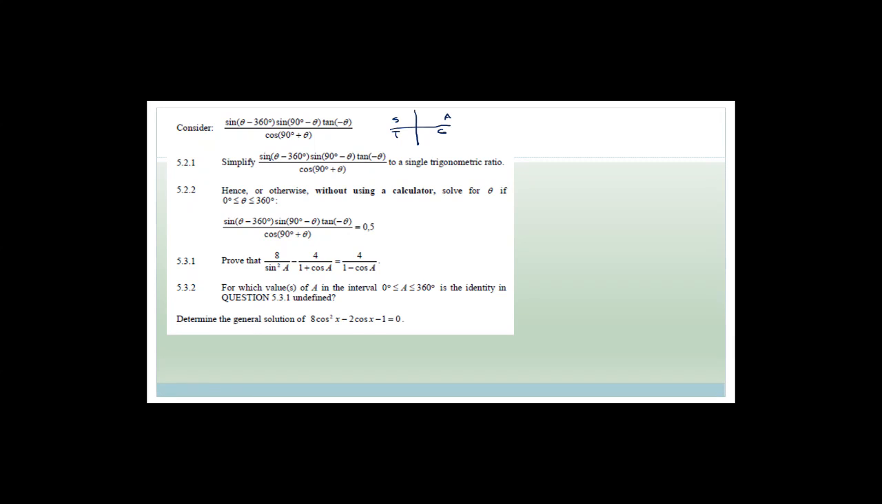Okay, sine of theta minus 360 is just going to be sine theta. Sine of 90 minus theta is just going to be cos theta, because it's a co-ratio, and this is in the first quadrant where everything is positive. Tan of negative theta is in the fourth quadrant where tan is negative, so it's multiplied by negative tan theta.